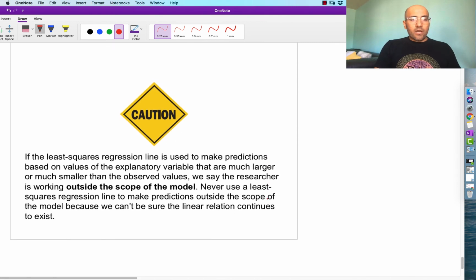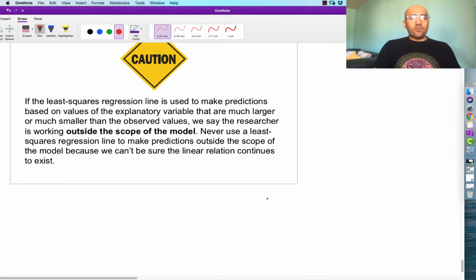Okay, one caution though. If the least squares regression line is used to make predictions based on values of the explanatory variable that are much larger or much smaller than the observed values, we say that the researcher is working outside the scope of the model, and we never use a least squares regression line to make predictions outside the scope of the model, because we can't be sure that the linear relationship continues to exist.